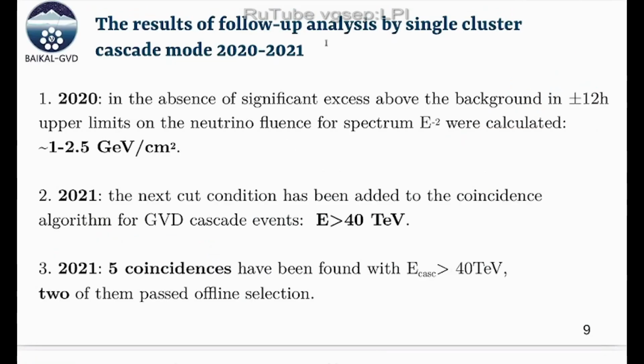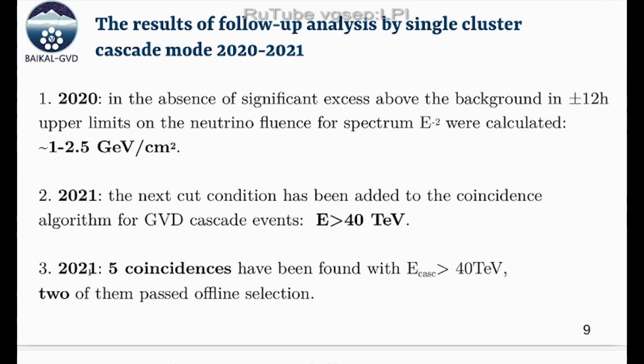So these are the results of the follow-up analysis by single cluster cascade mode for 2020. In the absence of significant excess above the background in plus minus 12 hours, upper limits on the neutrino fluence for spectrum E-2 were calculated. They are between 1 and 2.5 GeV divided by square centimeter. For the 2021 year, we applied the next cut condition for cascade events: energy should be more than 40 TeV.